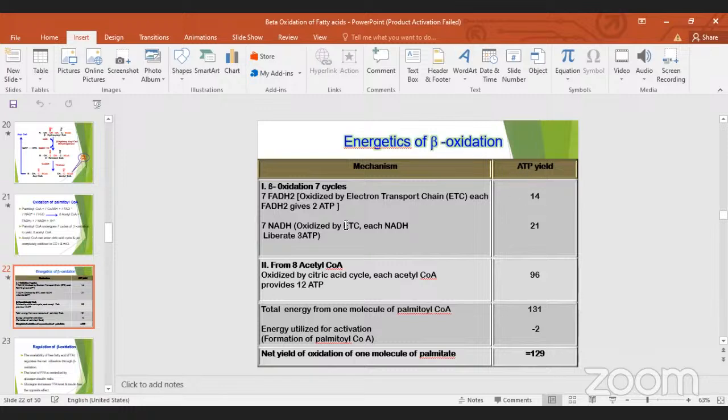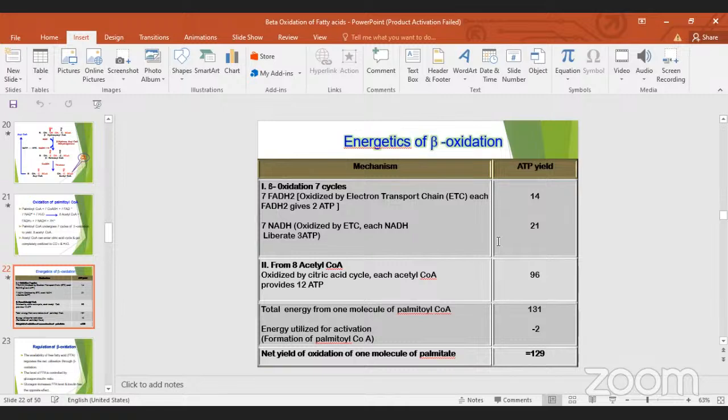Here, the 7 NADH: 7 into 3 is equal to 21. Each NADH is equal to 3 ATPs, and each FADH2 is equal to 2 ATPs. In the above one, 7 into 2 is equal to 14. That's where the ATP yield produced 14 ATP molecules.